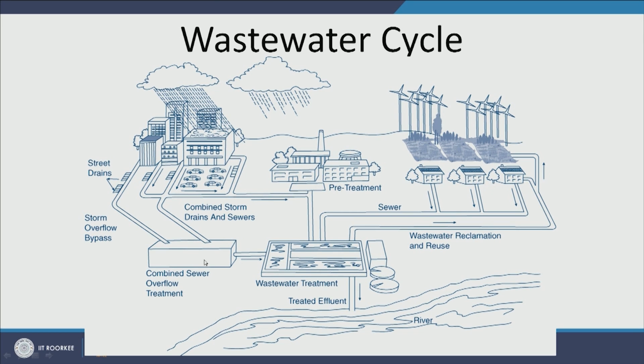Now, when this is combined, the combined sewer overflow treatment plant directs it to the wastewater treatment process, it treats it, and then the treated effluent is released in the river. A part of the wastewater can be reclaimed. Reclaimed means the water has been treated to a good enough standard for it to go to houses for cleaning, irrigating the grass, agriculture. So, some of the water can go back, and then the sewage produced can again be collected.